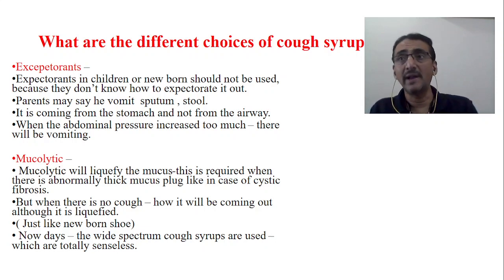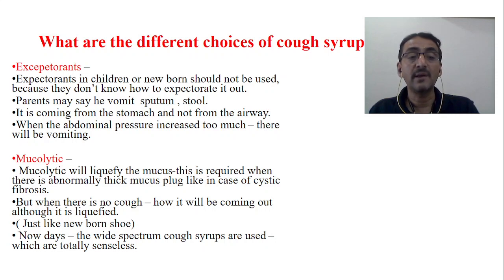What about the mucolytic? Breaking the mucus plug. A mucolytic will liquefy the mucus, and this is required when an abnormally thick mucus plug has formed, as in the case of cystic fibrosis. But when there is no cough in the child itself, how will it come out although it is liquefied? The child is not able to do the cough mechanism itself, newborn or infant, early infant. So how can he put the sputum out? So there is no role of a mucolytic also.